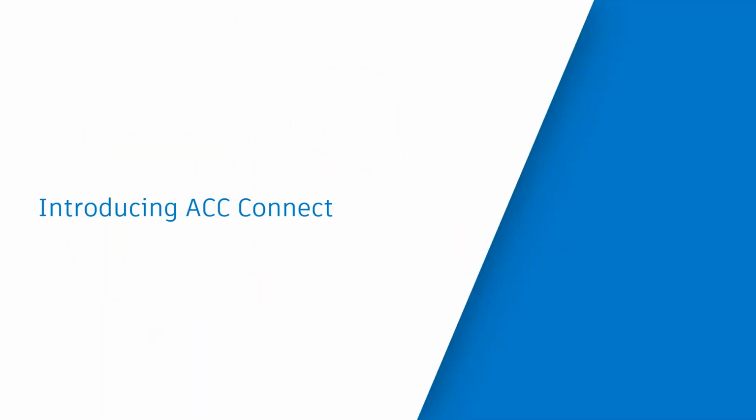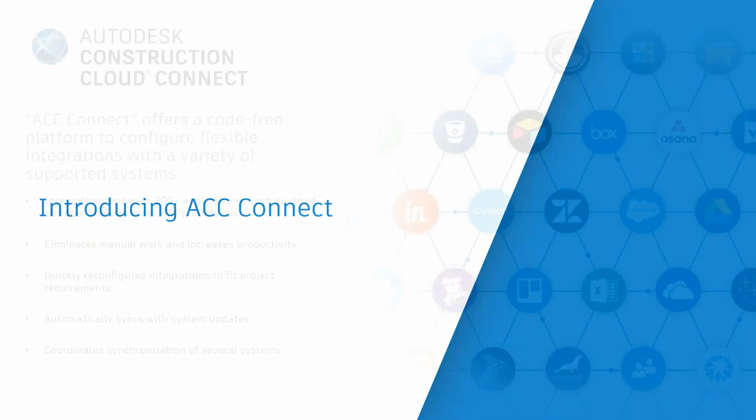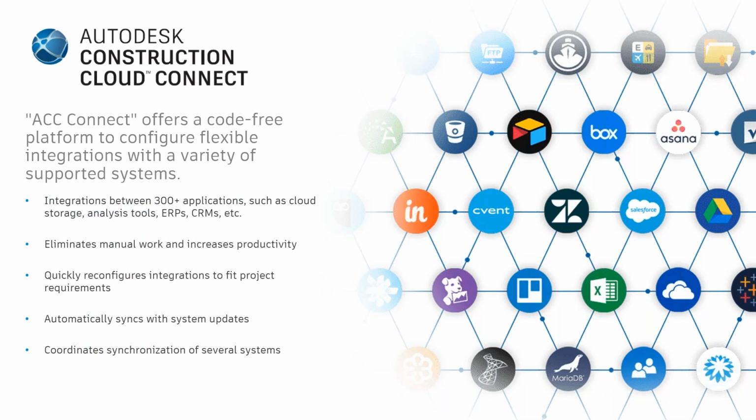So I want to introduce the Autodesk Construction Cloud Connect, otherwise known as ACC Connect. ACC Connect provides that out-of-the-box platform. You can create integrations via your web browser based on the Workato platform without needing to know how to code. You can create custom workflows between systems, routing files and data per your processes, and even leverage the triggers between these systems, keeping these different applications up to date.